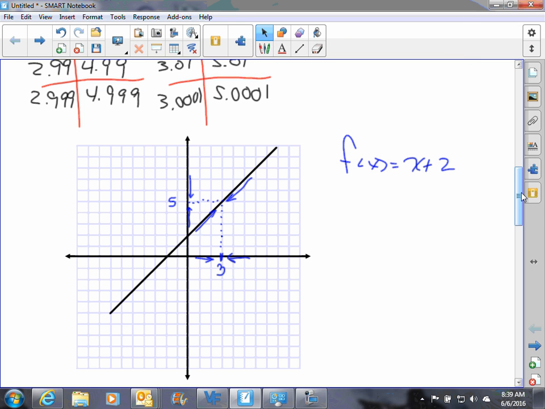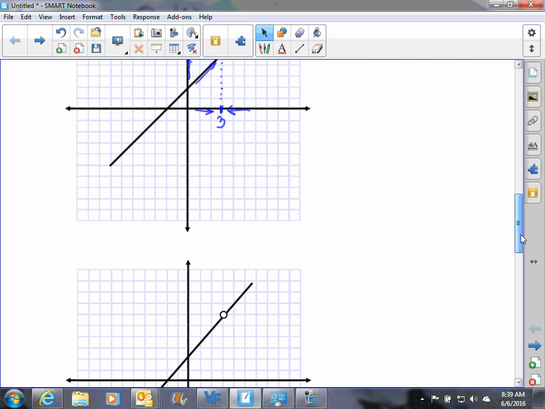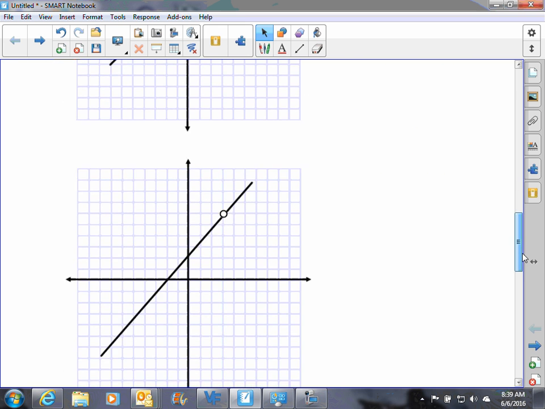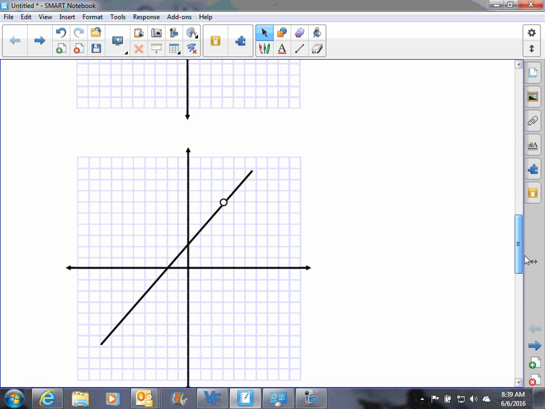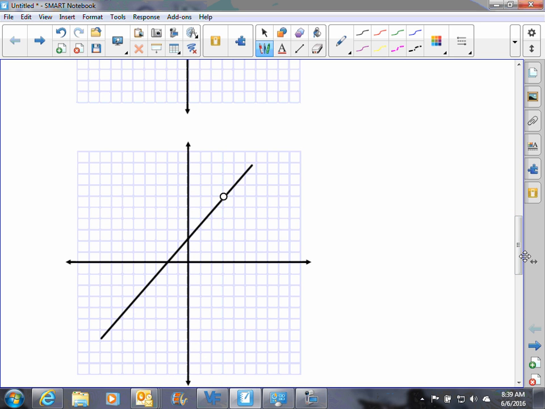Now, if we were to change the function a little bit, let's take a look at g of x. And we'll let g of x be a mustachioed function. It's going to be x plus 2, for x not equal to 3, and it's going to be undefined at x equals 3.